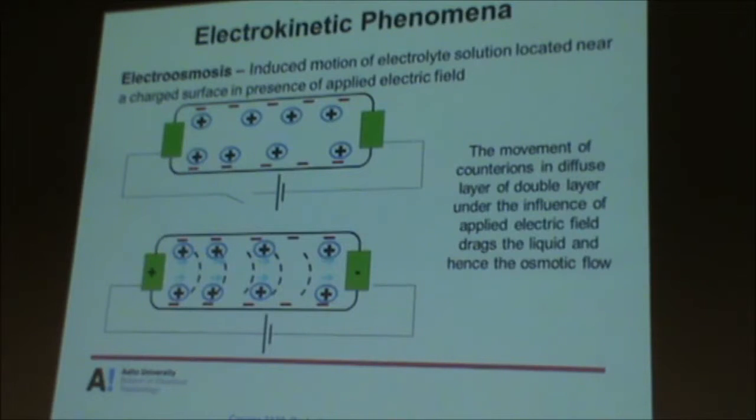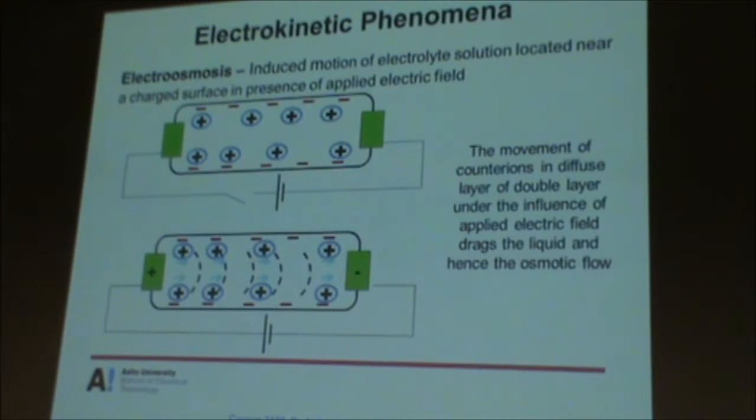Now there is another possibility, electroosmosis, where in the presence of an externally applied electric field, the solvent moves. As I mentioned before, if you take a surface that is negatively charged, it attracts the counter ions, in this case the cations. When you apply an external voltage, the cations move to the cathode.